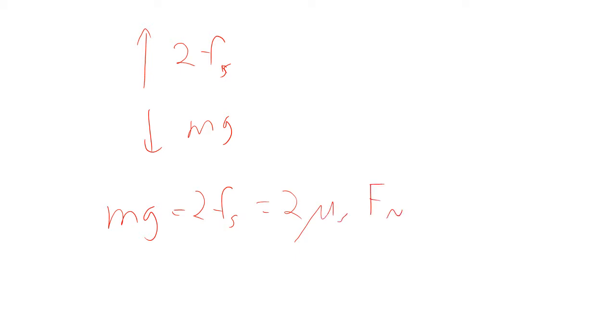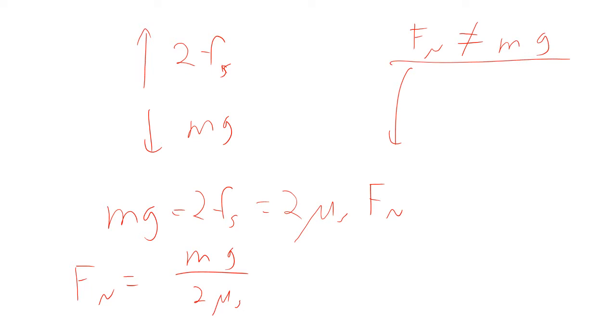The normal is basically how hard the kid is squeezing on the tree. Okay, so we look at that and we say the normal is equal to mg over 2 mu s. Now notice, don't make a mistake. The normal is not equal to mg. The normal is how hard the kid is squeezing or pushing onto the tree.